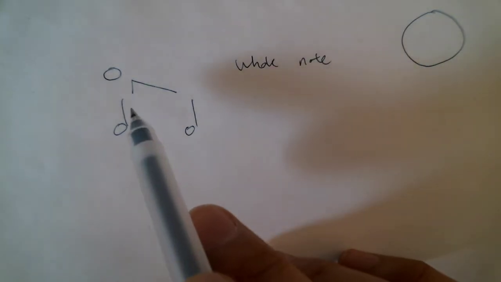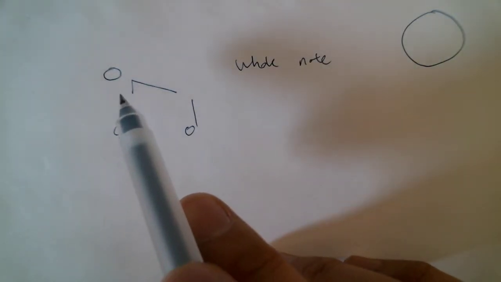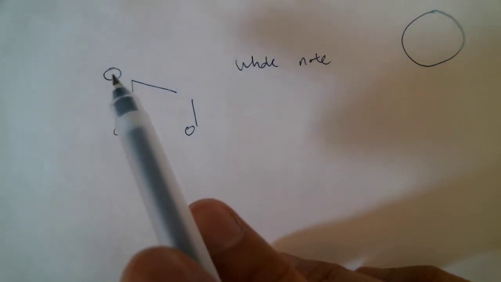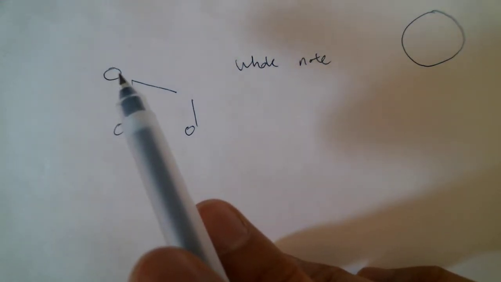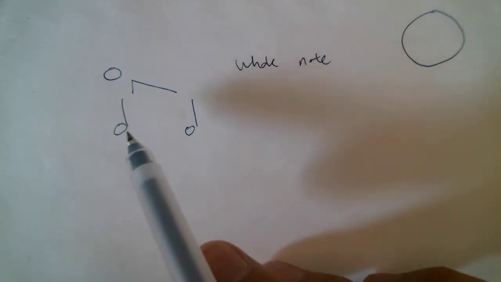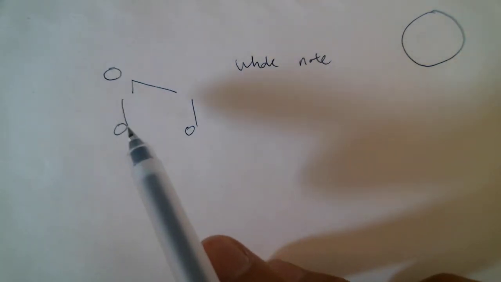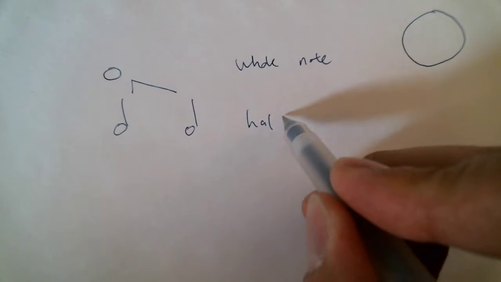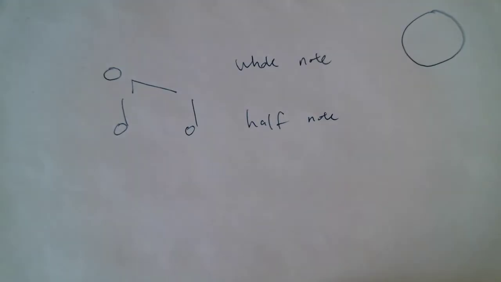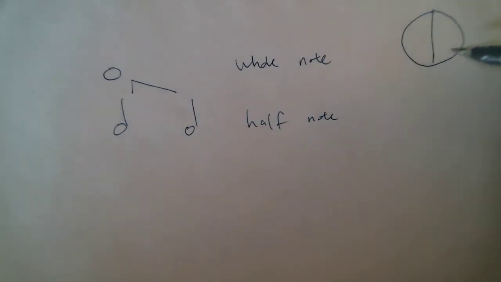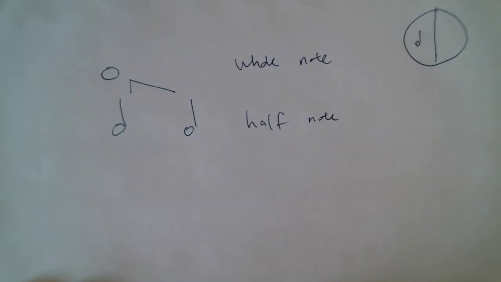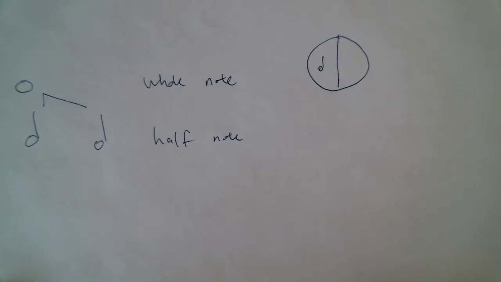Now we're going to divide this in half. If the whole note lasts 4 seconds, something like that, the half note is half of that, and that's only going to last 2 seconds, for example. This is called a half note. On the pizza analogy, we're just splitting the pizza in half, so half of it is a half note.